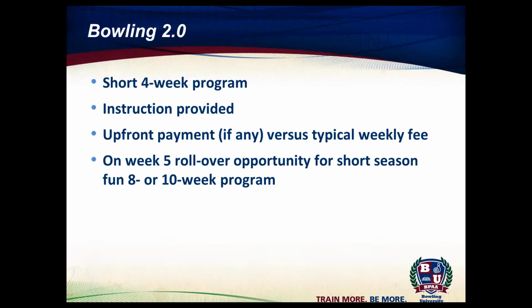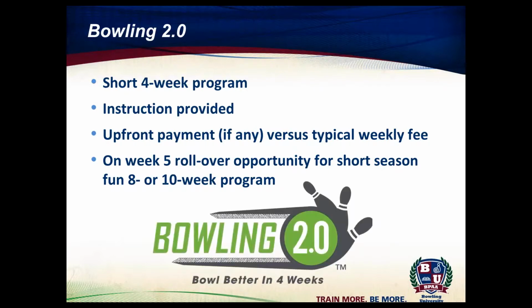And then on that 5th week, you want to roll them over into a short season, an 8-week or a 10-week program, so that you can keep them rolling. So 4 plus 8, that's a 12-week league, and you can roll them right from the summer all the way into a fall league.